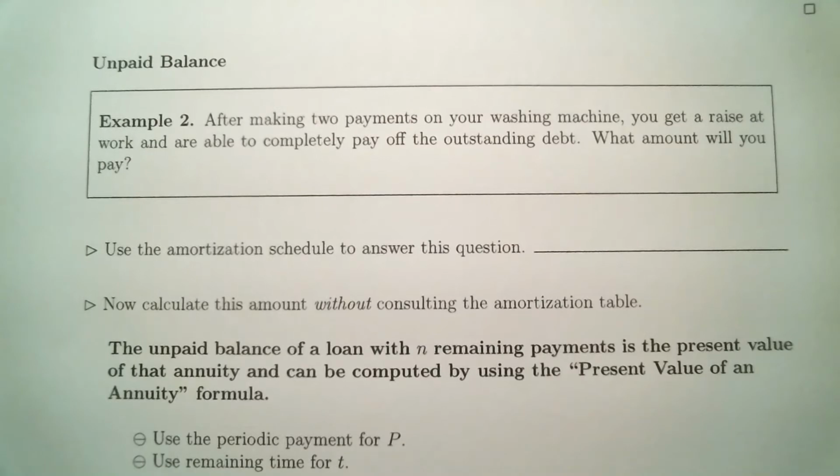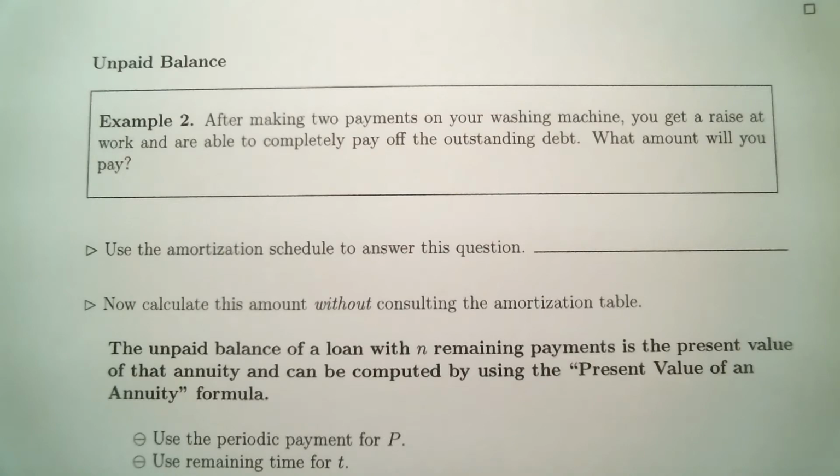The first bullet point says, use the amortization schedule to answer this question. So again, you financed your washing machine. We built the total schedule to pay off the $584 and all the interest that goes along with it. But suppose you made 2 payments, and after the second payment, you get a raise at work, and you're able to completely pay off the outstanding debt. How much are you going to pay?